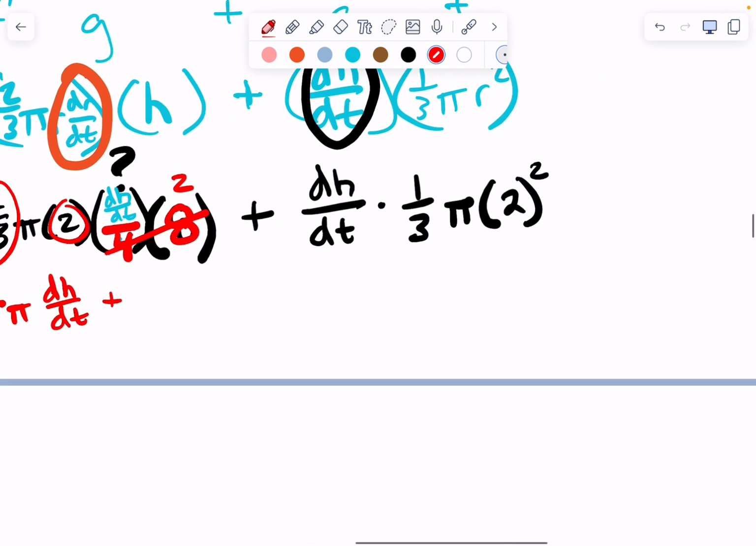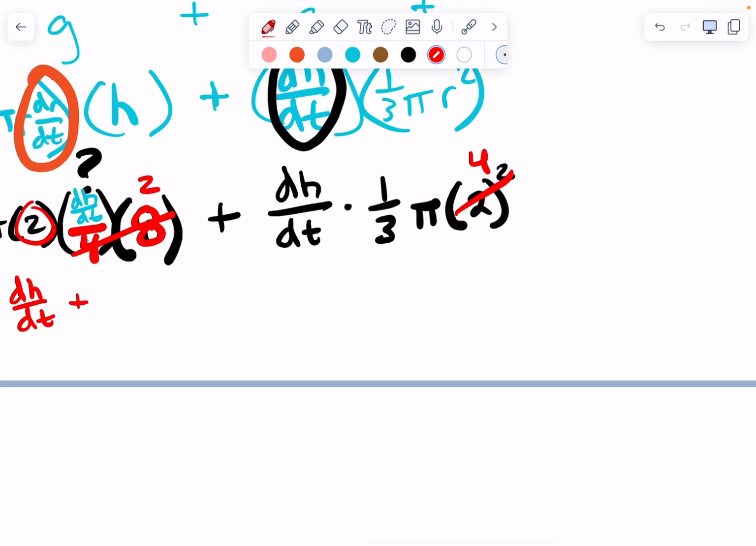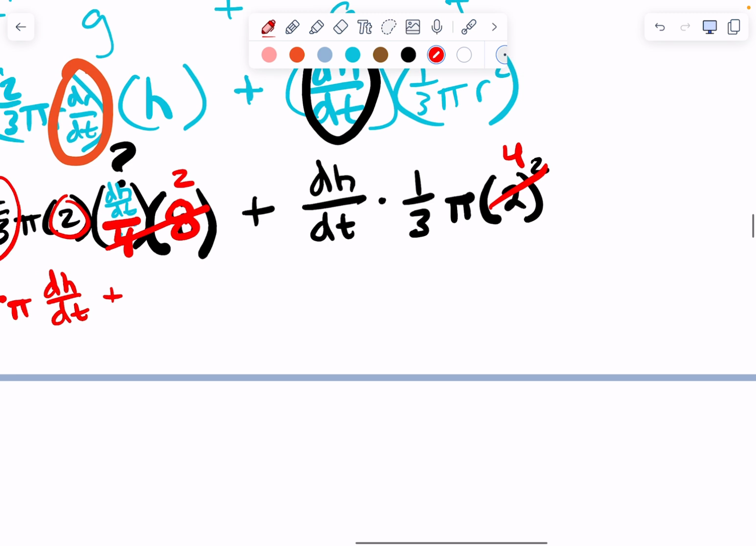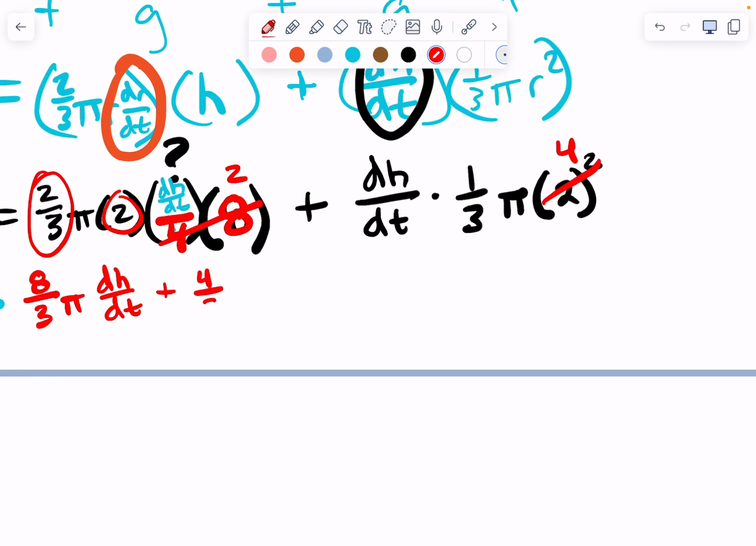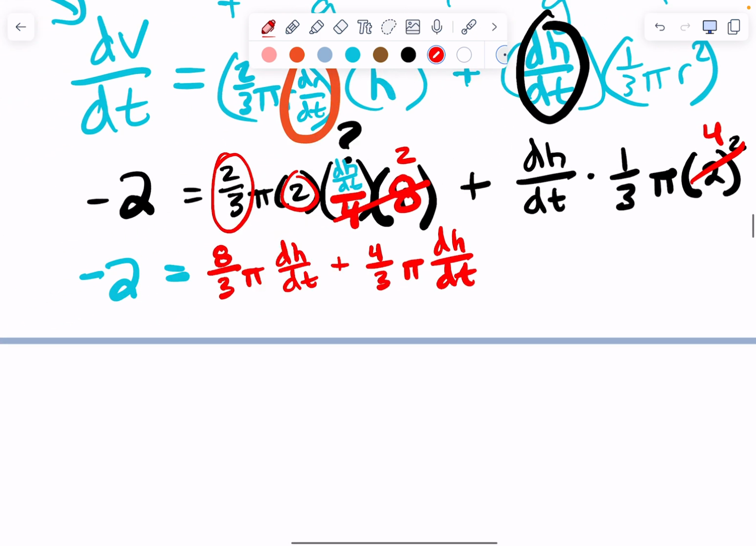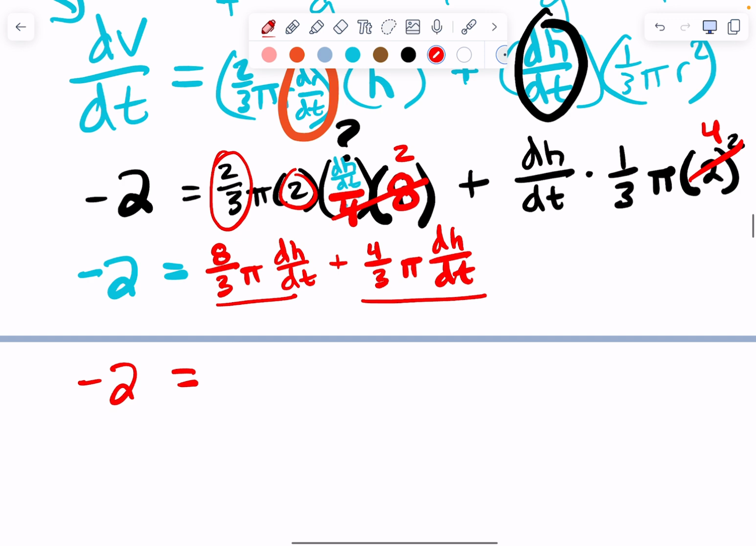Plus, 2 squared is 4. 4 times a third is 4/3 pi dh dt. Yes? Okay, it's looking better. Now what can we do? Can I add these two together? Yeah. What's 8/3 pi plus 4/3 pi? You know this. 12/3 pi, which is 4 pi. 4 pi dh dt.